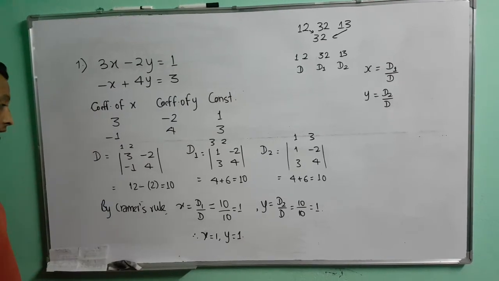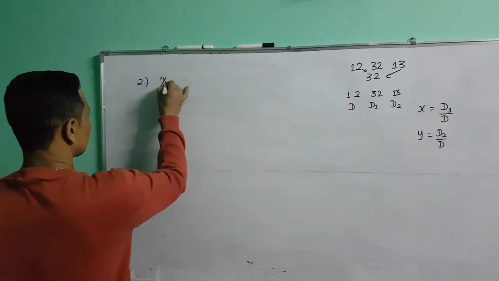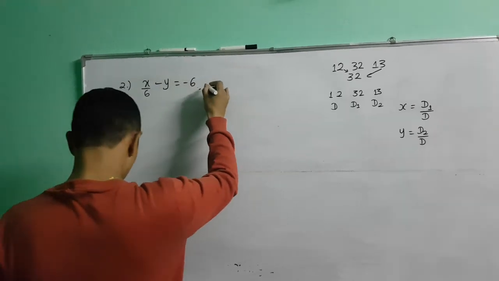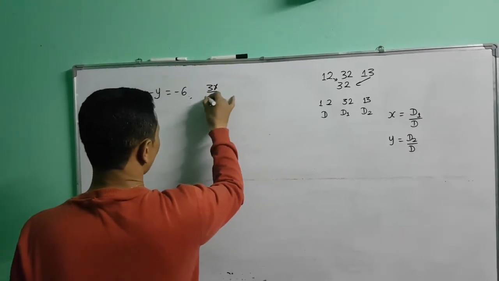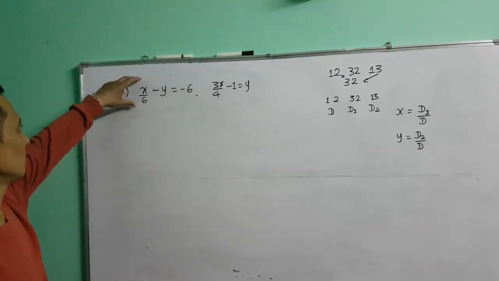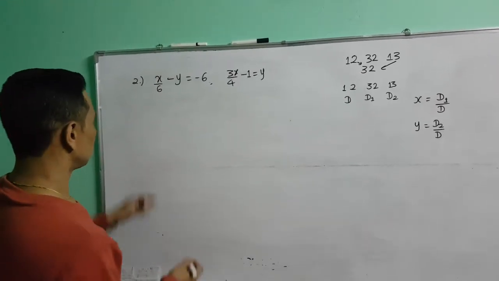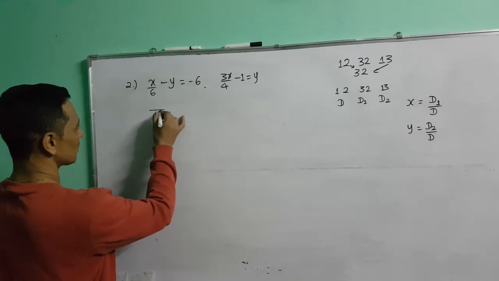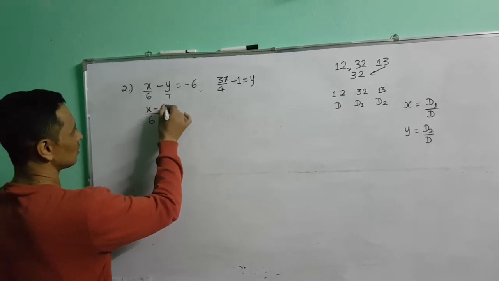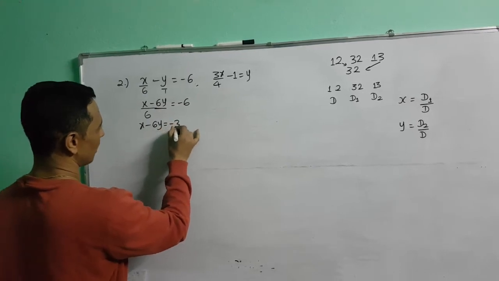Okay, let's solve another question. x by 6 minus y equals minus 6. 3x by 4 minus 1 equals y. As you see in this equation, the coefficient of x is 1 by 6 and it is a little bit difficult to multiply by 1 by 6. So in this case, we can simply take the LCM. Multiplying by 6, x's denominator is 6, so 6 by 6 is 1 and 6 into y is 6y equals minus 6, or x minus 6y equals minus 36.